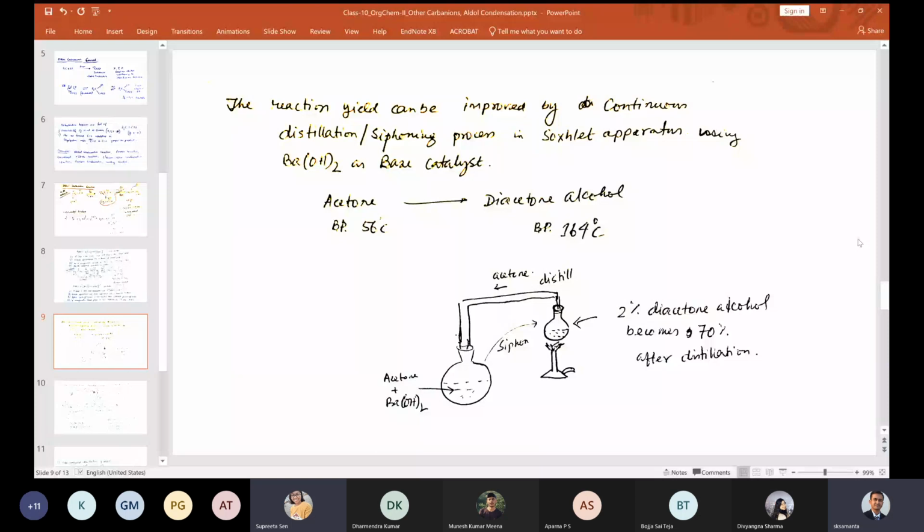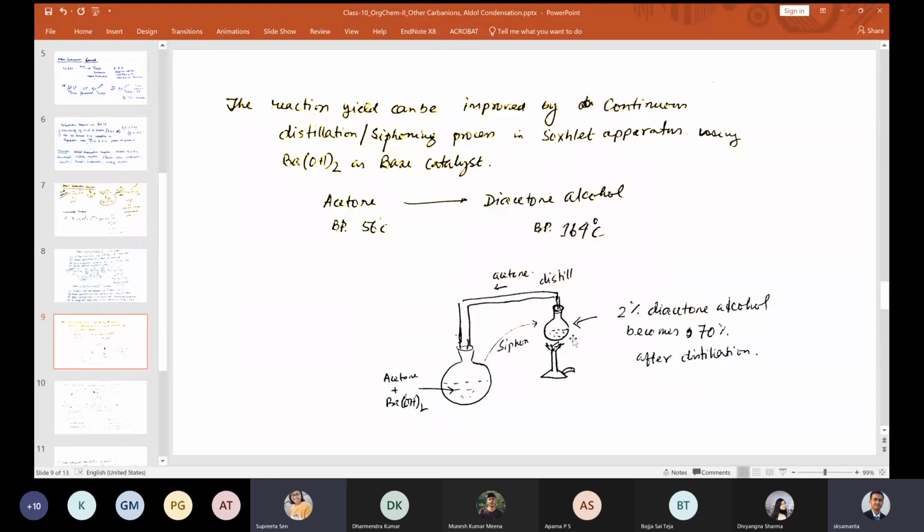So why are we specifically taking barium hydroxide? Barium hydroxide is a solid base, so it will stay at the bottom. If the base also comes here, then the base cannot be taken back again. So you don't want the base to come here, but only the acetone to come here and save the diacetone alcohol. Barium hydroxide is a solid, it will just lie on the bottom, it won't come here. Here you get acetone and diacetone alcohol, where the acetone will come back here.